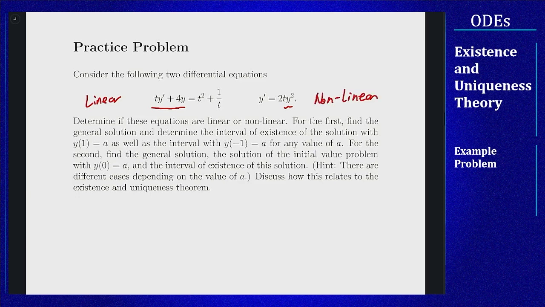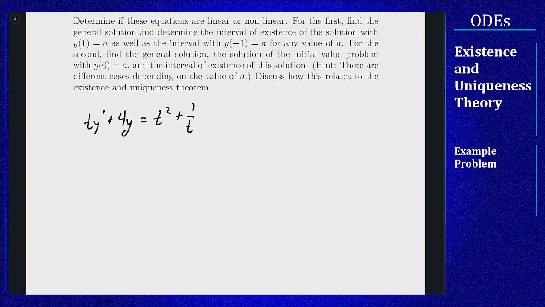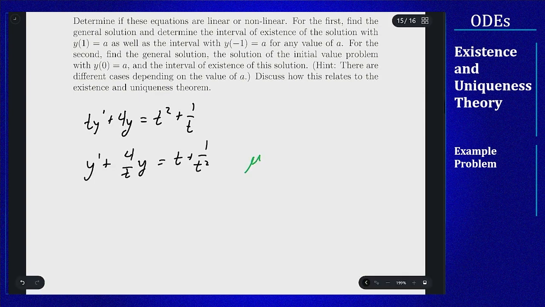Now the problem says for the first, to find the general solution and determine the interval of existence for different solutions for y of 1 equals a and y of negative 1 equals a. So we have our equation we want to solve here. This is our standard first-order linear equation, so we're going to put it first into standard form by dividing through by t, and then find our integrating factor, which will be e to the 4 log of t, which ends up being t to the 4th, giving us a modified equation of this form.